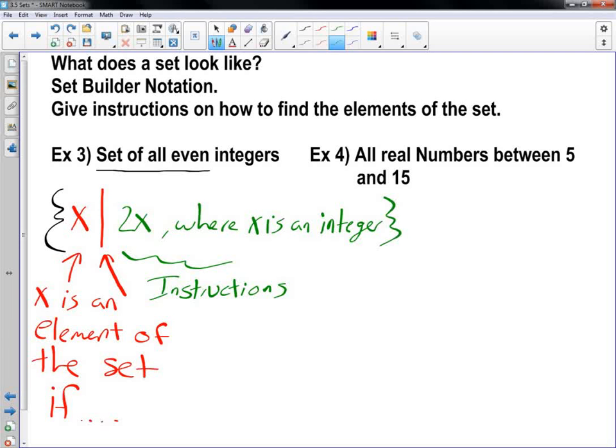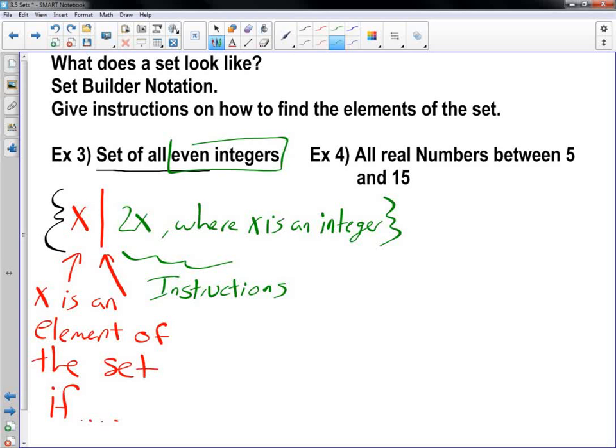So now I know that if I have x as an integer, let's think about the first integer, which is 1. 1 times 2 is 2. Is 2 an even integer? I think so. What about if I use -1? -1 is still an integer. If I take -1 times 2, that is -2, an even integer? Yep. So that's what we're going to try to do.